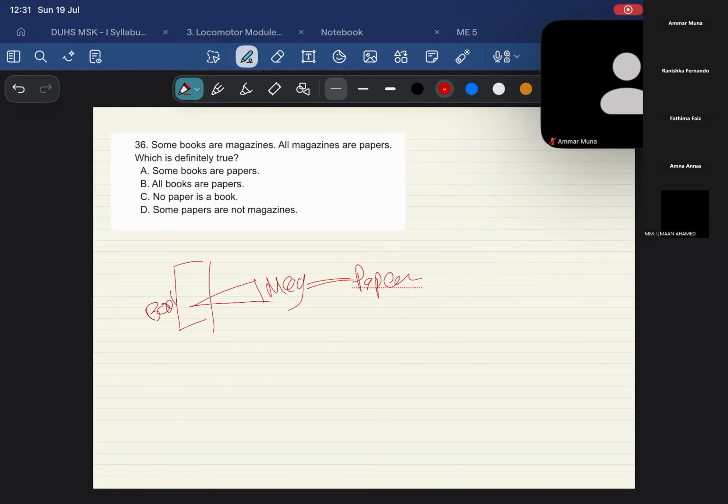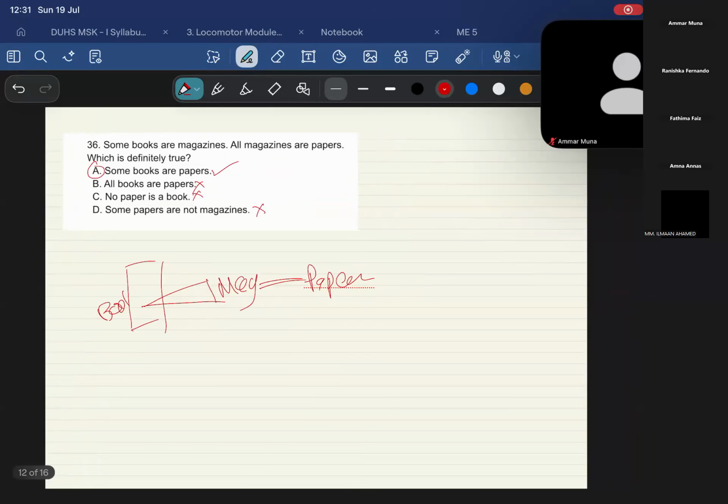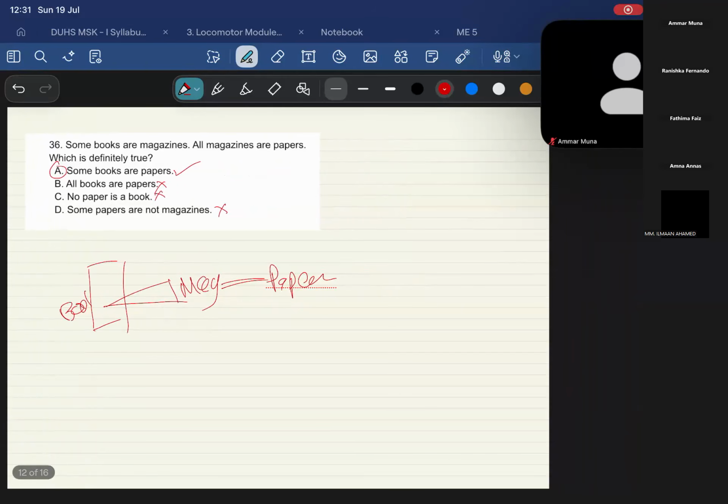Some books are papers. That's true, right? Because not all books are papers. Some books are magazines, and all magazines are papers. That means only some books are papers. All books are papers. That's false. No paper is a book. That's false as well. Some papers are not magazines. That's false as well. So the answer is A for 36. Let's move on to our next question.